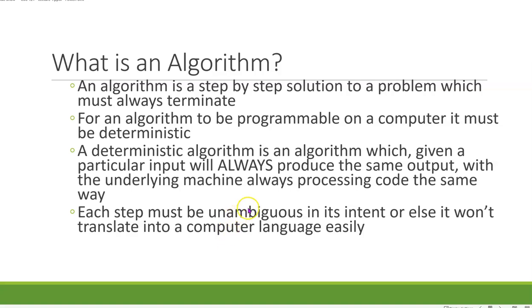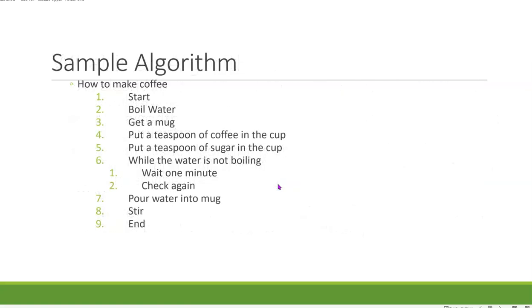Each step must be unambiguous in its intent, or else it won't translate into a computer language easily. Computers don't do well with ambiguity. Let's take a very simple algorithm of how to make coffee. Our first step is we start.